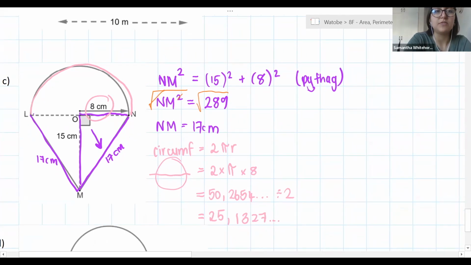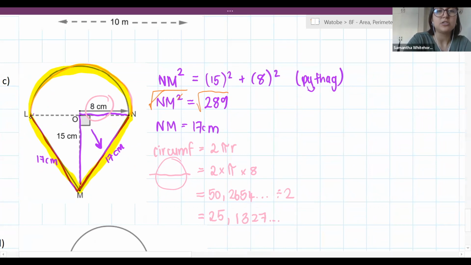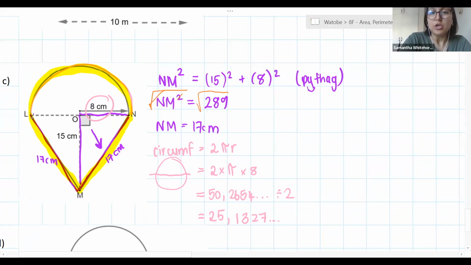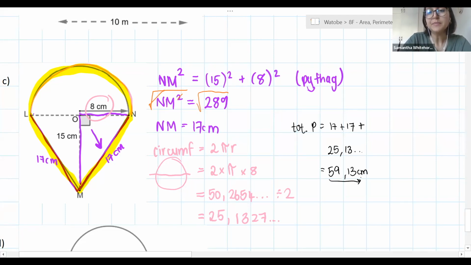And now that I've got all of this information, I can work out the total perimeter, because I've got this half circle length, I've got the 17 and the 17, and so now all I need to do is add it together. So when adding this together to get my total perimeter, I will say 17 plus 17 plus the 25.13 and all those decimals, and I end up with a final total perimeter answer of 59.13, and remember, centimeters. So it was a tricky one. It was intended to be a tricky one.